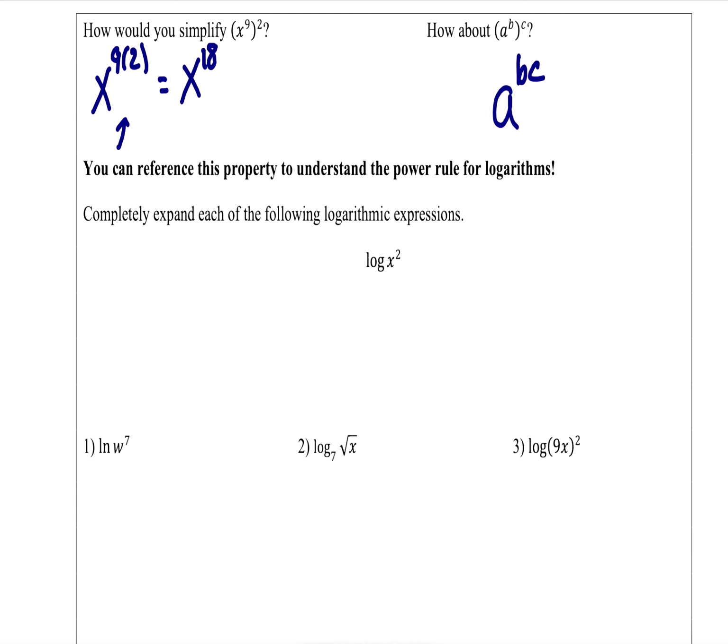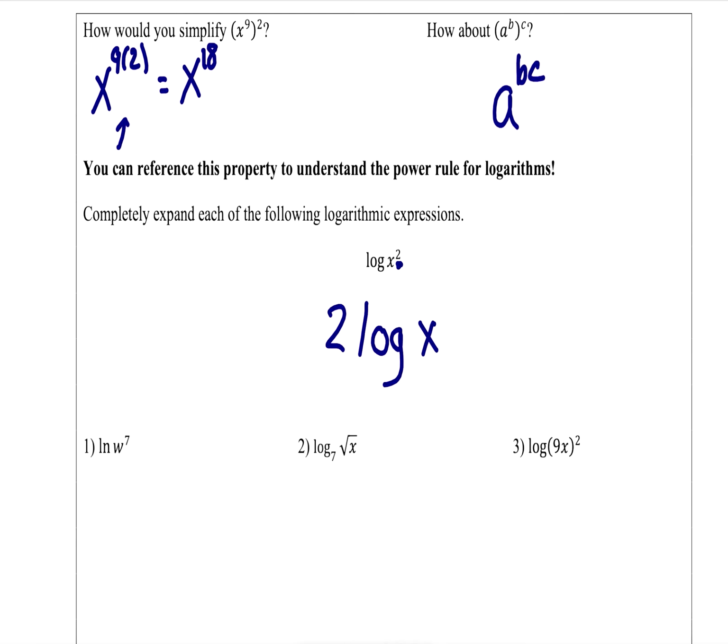So you can reference this property to understand the power rule for logarithms. So if I were to completely expand log of x squared, what you would do there, it does involve multiplication. So you would take the exponent, which is 2, and just bring it out to the front. So it would be multiplying 2 by the log of x. So that would be log of x squared completely expanded, 2 times log of x.